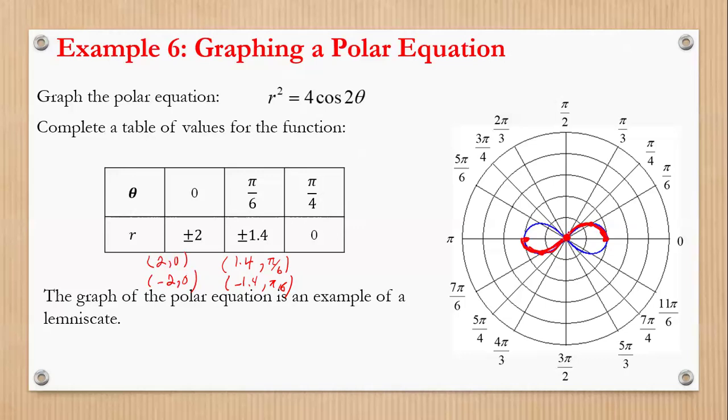Okay, so the points only give you this part, the red part. But you know that this equation is symmetric about the polar axis, which means everything that I have above the x-axis should be the same under the x-axis. You know that it's symmetric about the y-axis and the origin. And that's the graph that exactly works with all of those symmetry properties.